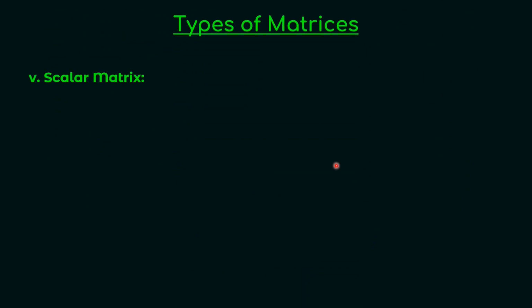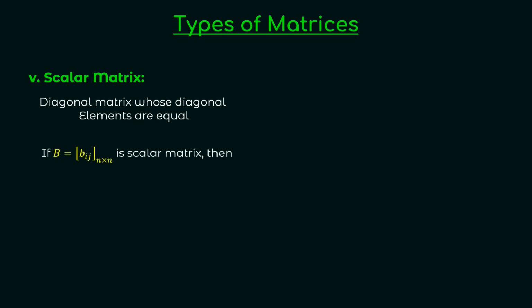And the fifth type of matrix is a scalar matrix. A scalar matrix is nothing but a diagonal matrix whose diagonal elements are all equal. So you can say that if B equal to matrix [bij] n by n is a scalar matrix, then it means that bij will be 0 when i is not equal to j, the non-diagonal elements, and k when i is equal to j, meaning the diagonal elements. k can be any constant.